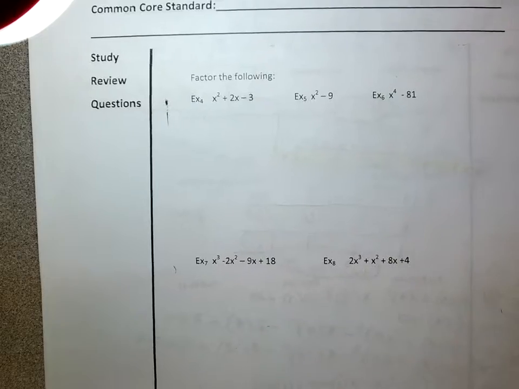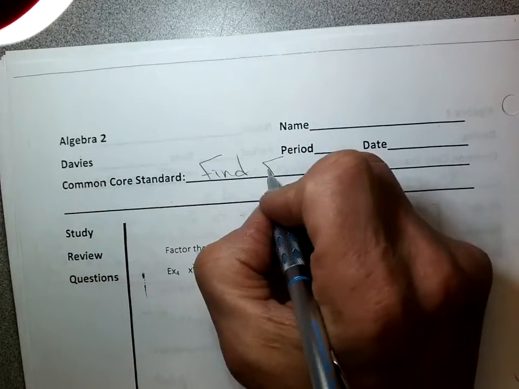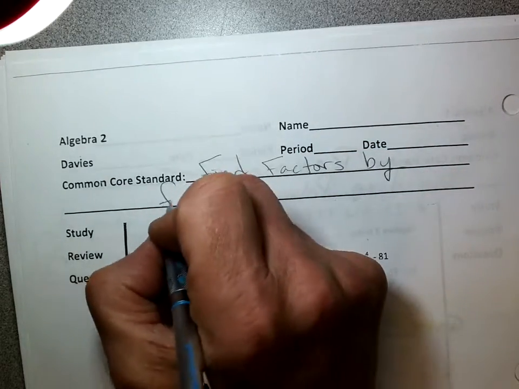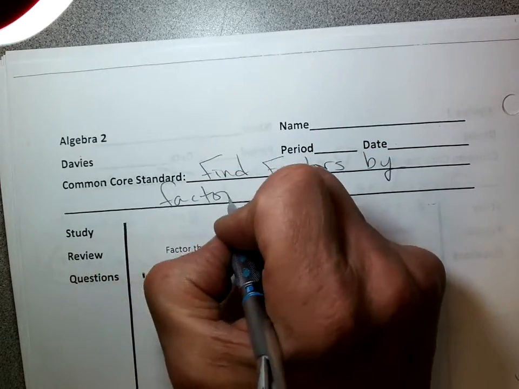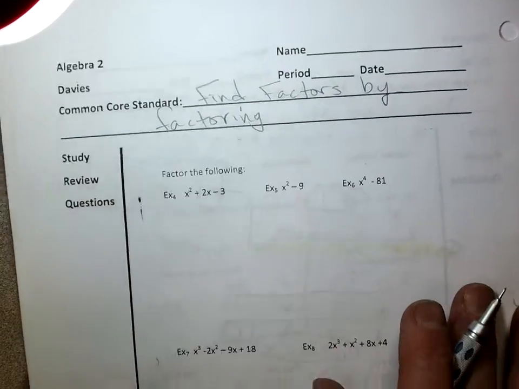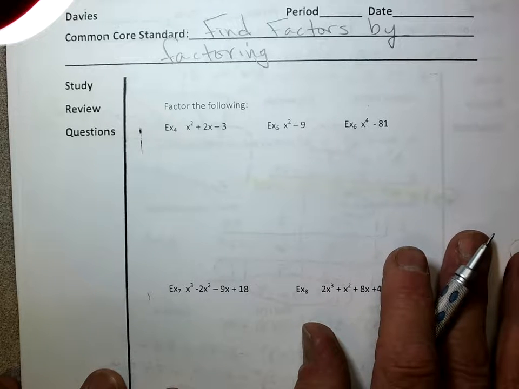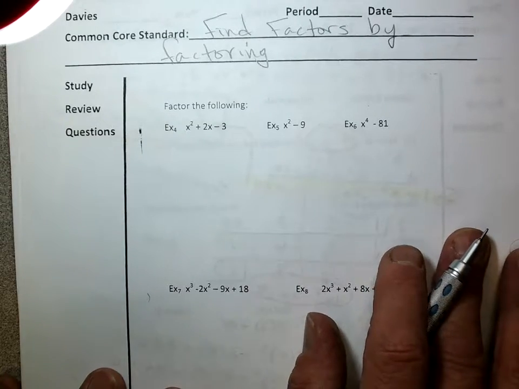Okay, here's the same one we just did, right? So, Common Core, we are going to find factors by factoring. I know you guys, another one of those, that F word is back. Functions, fractions, factoring. All the good words in math start with F. Function, right? Fibonacci.